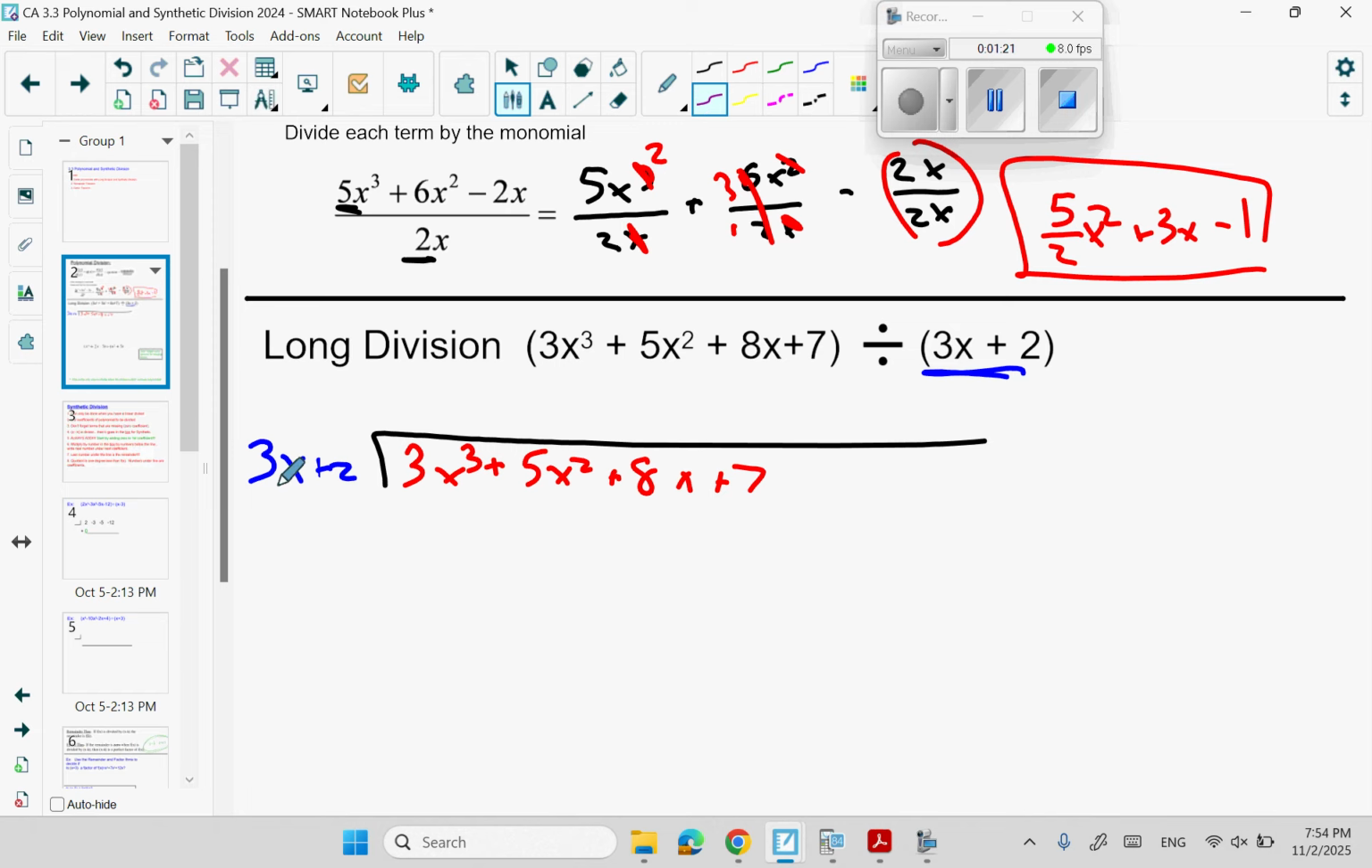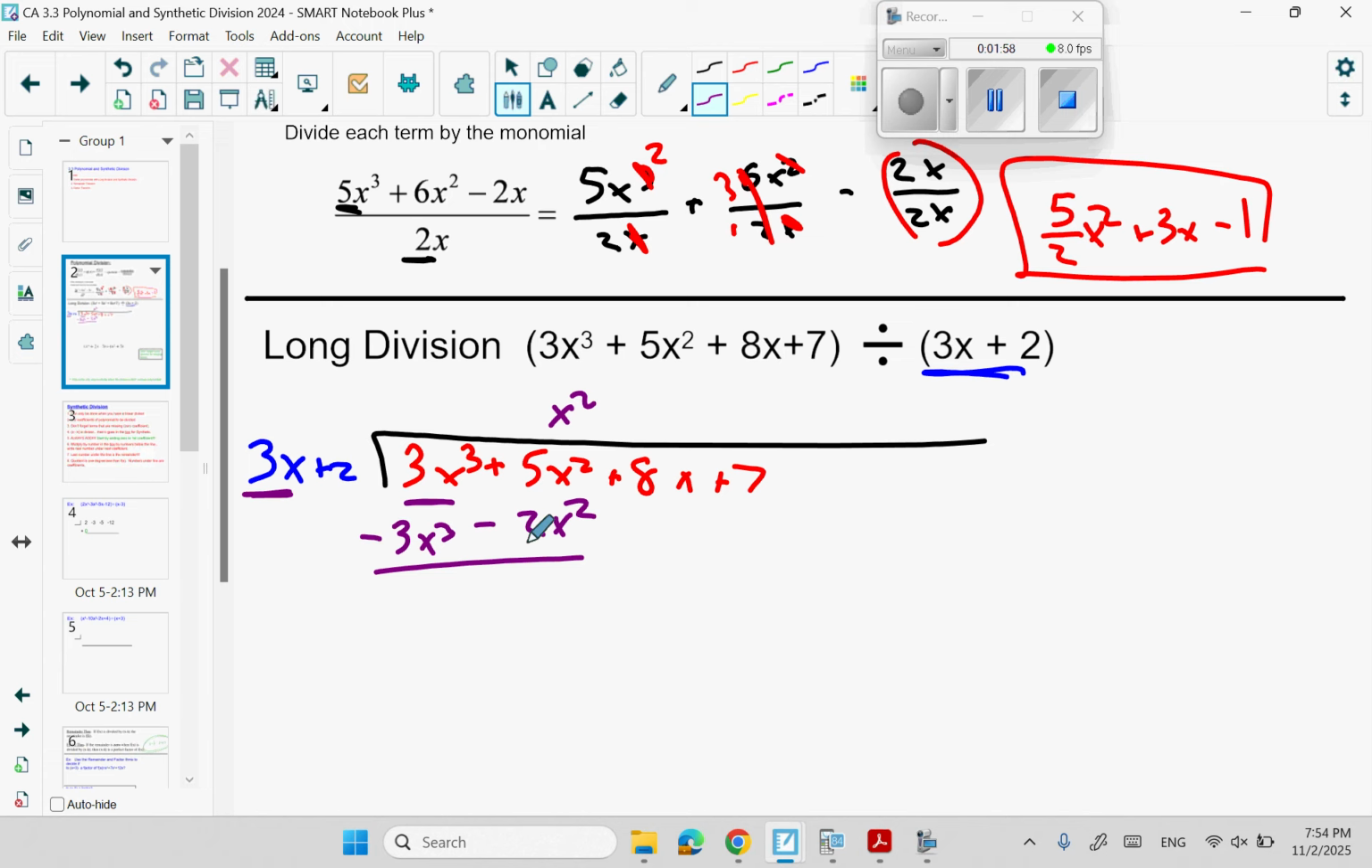So the first thing I do is I look at my first term on the inside and on the outside, and I consider what would I multiply 3x by to give me exactly 3x cubed? Well, that would be x squared. I'm then going to take x squared and distribute it to everything on the outside. X squared times 3x gives me 3x cubed. X squared times 2 gives me 2x squared. Whenever I'm going down in long division, I'm always subtracting. The first two terms should always cancel out. That's kind of the goal here.